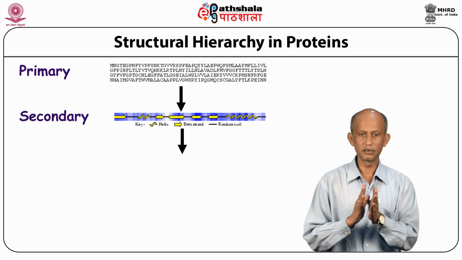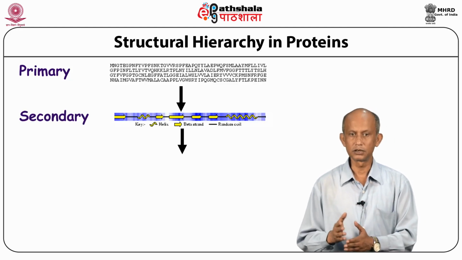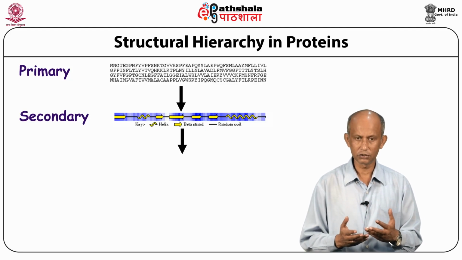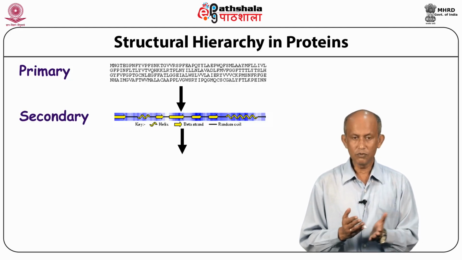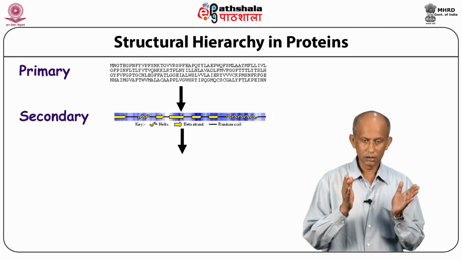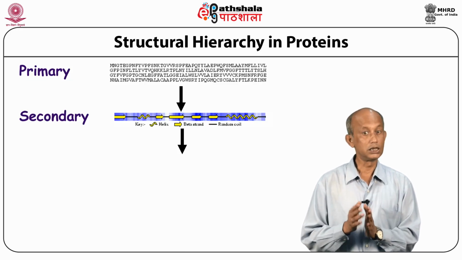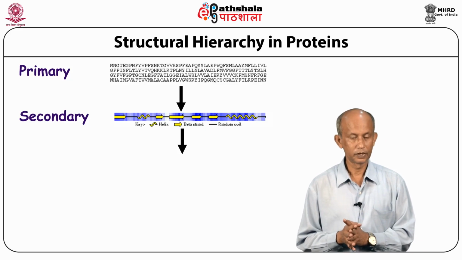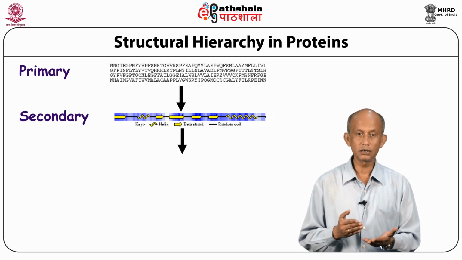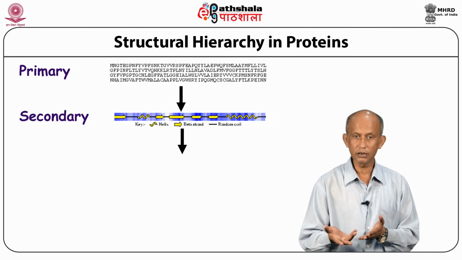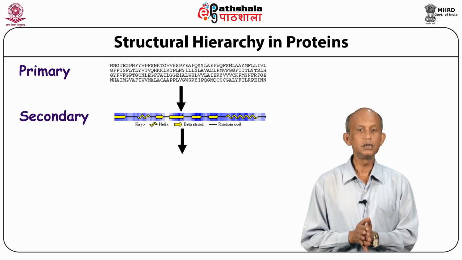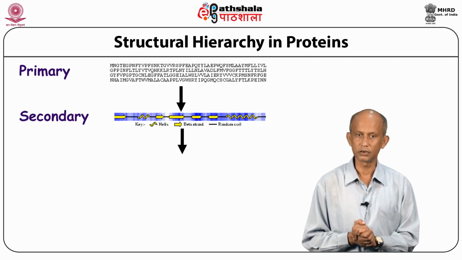This is the three-dimensional arrangement of amino acid residues in space, in which the structure is formed by amino acids which are close together in sequence space. So, for example, an alpha helix or an isolated beta strand, a beta turn, these are examples of secondary structure.